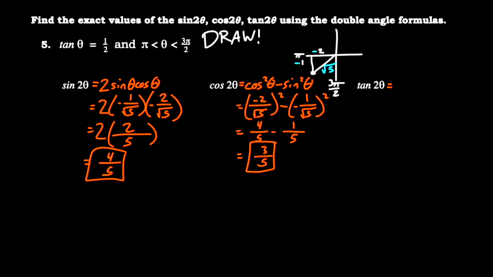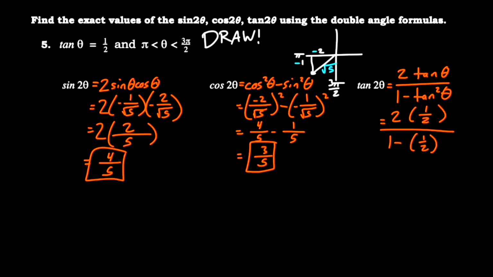Let's see what we get for tangent of 2 theta. Again, that formula was 2 times the tangent of theta over 1 minus tangent squared. And they actually told us the tangent value. We don't even have to look at the triangle. We know it's 1/2. So 2 times 1/2 on top, and then over 1 minus 1/2 squared. So 2 times 1/2 on top is just 1, and then 1/2 squared would be 1/4. So 1 minus 1/4 would be 3/4. And 1 divided by 3/4 is the same as 4/3. So our final answer is just 4/3. So that one worked out pretty nice too.